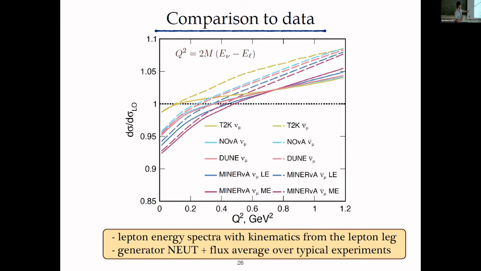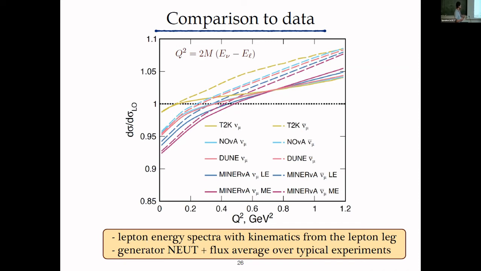And of course, to produce this plot, some generator was used. It was the NEUT generator, but it doesn't matter too much which generator to use because we show the effect of radiative corrections, not of nuclear physics. Nevertheless, nuclear physics effects are different between generators. We found that for different generators, these effects are almost the same.